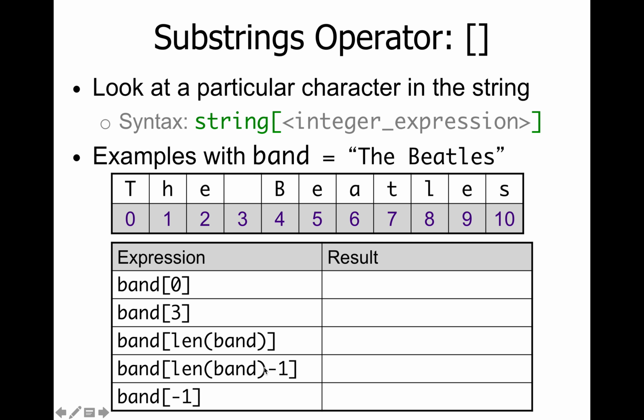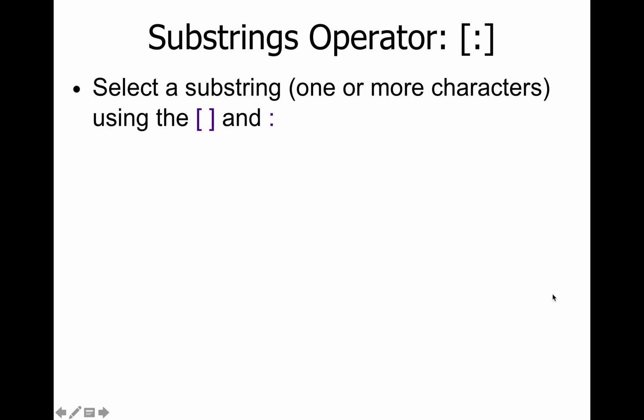And then band length of band -1, that does give us 10. That gives us a valid index. If you said S, you are correct. And finally, band of -1. Remember, the positive indexes start at the left and go to the right, and the negative indexes start all the way at the right and go to the left. So band -1 is going to also give us the letter S. Okay, and remember, these are strings, single character strings. Now, what if we want to select more than one letter within a string?